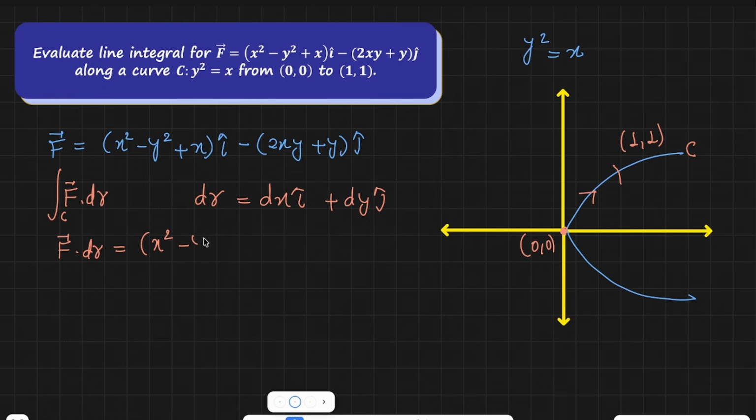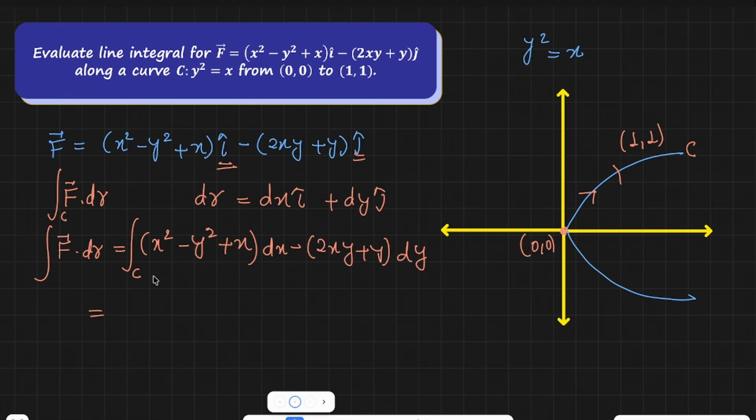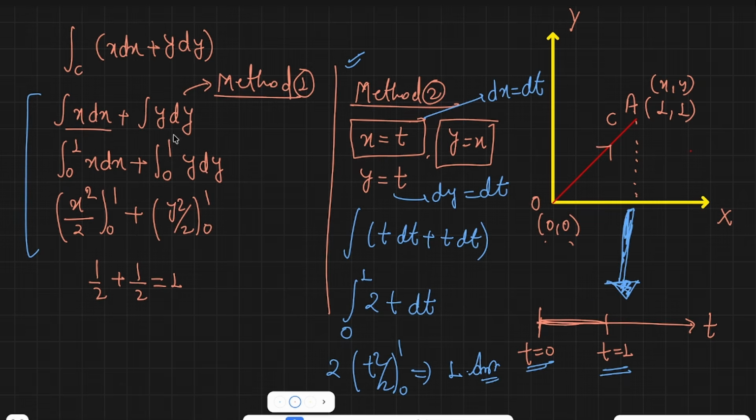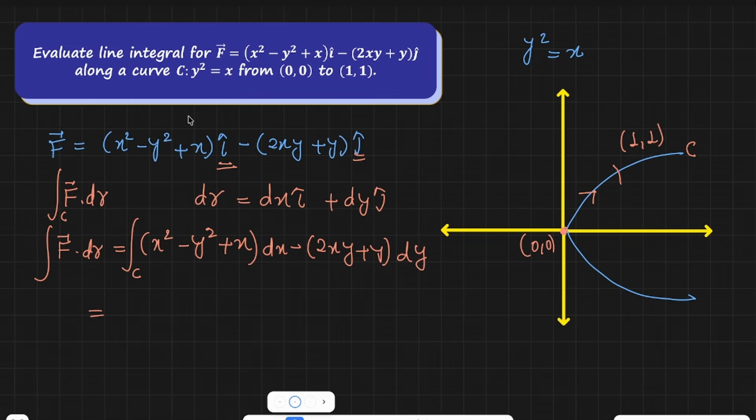So it is basically equal to x square minus y square plus x. My simple advice is that whenever you are doing the dot product, you just replace i with dx, and for minus 2xy plus y, replace j with dy. Now you integrate this along C, but the problem is again it is in the form of xy. Here y is with x and x is with y. It is not the simplest case, we can't apply that particular case here. We can't separate the variables like this, so we have to use the parameter for sure.